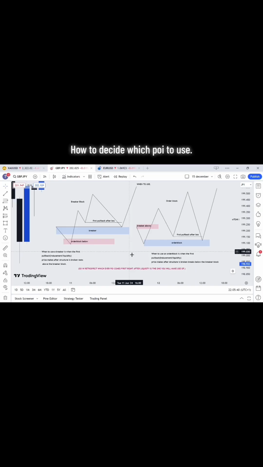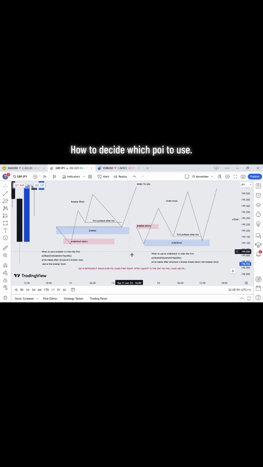Hello everyone. Today I want to give you guys a little lesson on knowing when to make use of point of interest, like knowing when to make use of a breaker block when there's an order block below it, and knowing when to make use of an order block when there's a breaker block above it. Understand that kind of thing.